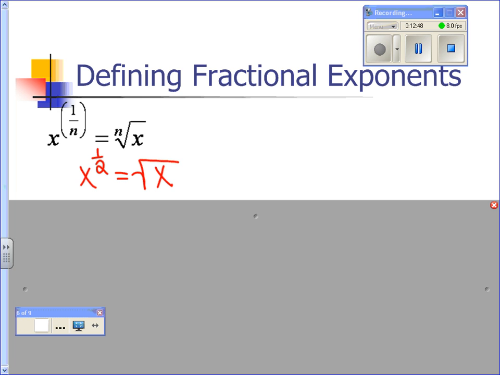Do we have to put that little 2 there? Not when you're doing square root. It's understood. That's what the square root means. What would be x to the 1/3? The cube root of x. The cube root. Not the square root, the cube root.